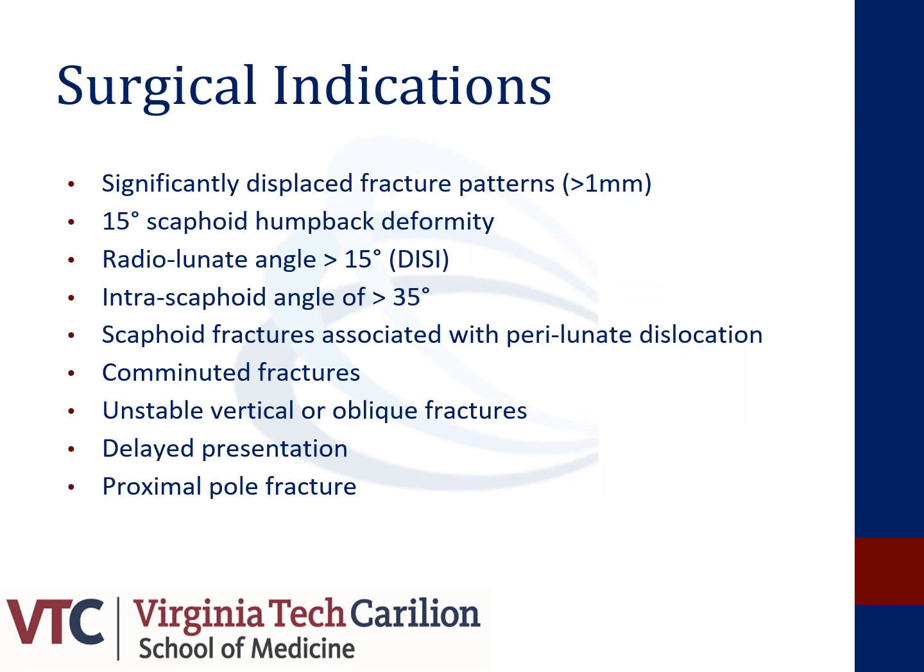Surgical indications are much more frequently encountered. That's displacement of the fracture, anything greater than 1 millimeter, having a humpback deformity, evidence of a DISI deformity but without associated arthritic changes, fractures in the setting of a dislocation, delayed presentation, a proximal pole fracture where you're at increased risk for AVN.